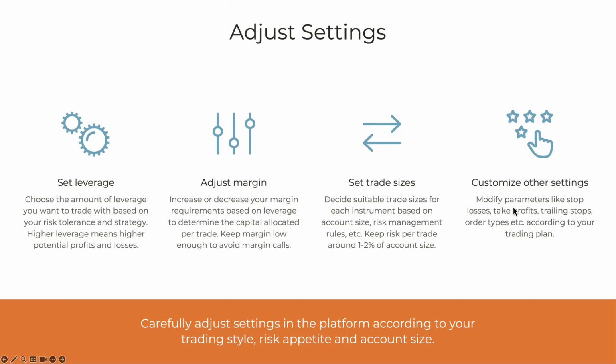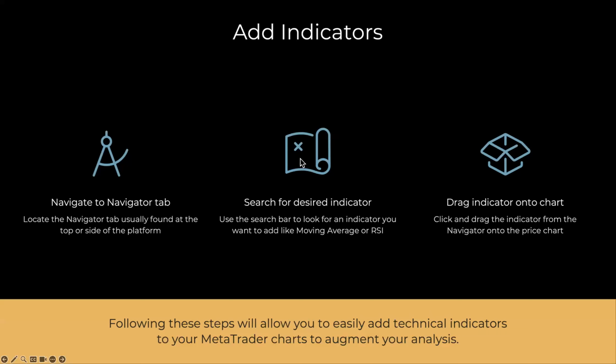All right, so you get to customize your settings, modify parameters like your stop losses, take profits, trailing stops, order types, etc., according to your trading plan. We're going to talk about the different order types in our next call as well, and we can get more specific. You can also add indicators, whether it's on your phone or on your computer. We talked about indicators last week, your RSI, your relative strength indicator. We talked about volume. You can add volume there. You can add a stochastic. You can add the Ichimoku cloud to your phone or to your chart.